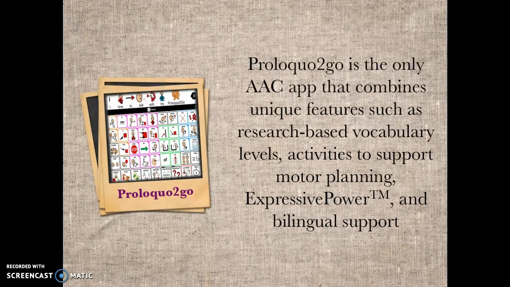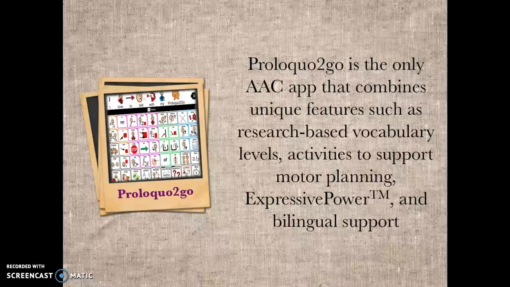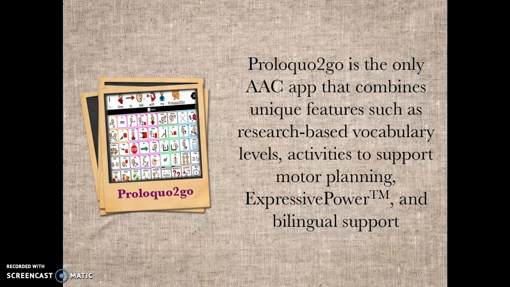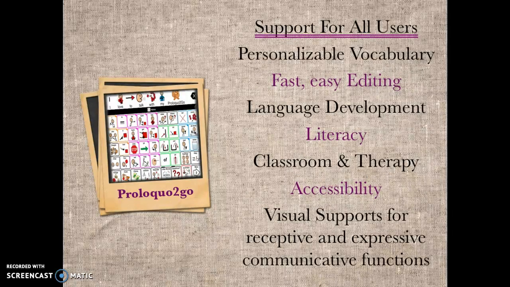Proloquo2Go is the only AAC app that combines unique features such as research-based vocabulary levels, activities to support motor planning, expressive power, and bilingual support. It has support for all users, including a personalizable vocabulary, fast, easy editing, language development, literacy, classroom and therapy, accessibility, and visual supports for receptive and expressive communicative functions.